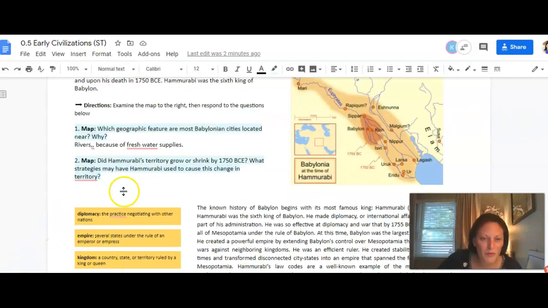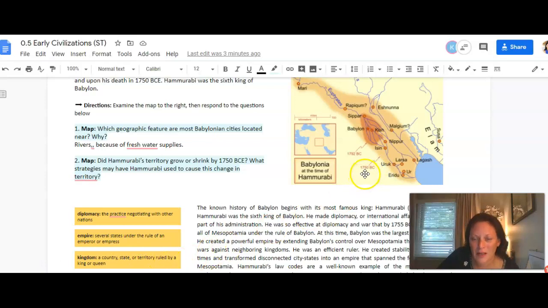Question 2. Did Hammurabi's territory grow or shrink by 1750 BCE? So remember, BCE is what we're calling like before written record. Year 0 starts after written record. You've got to think of it like math on a number line and think of 0, anything to the left of that is negative. So which one of these two negative numbers is closest to 0?